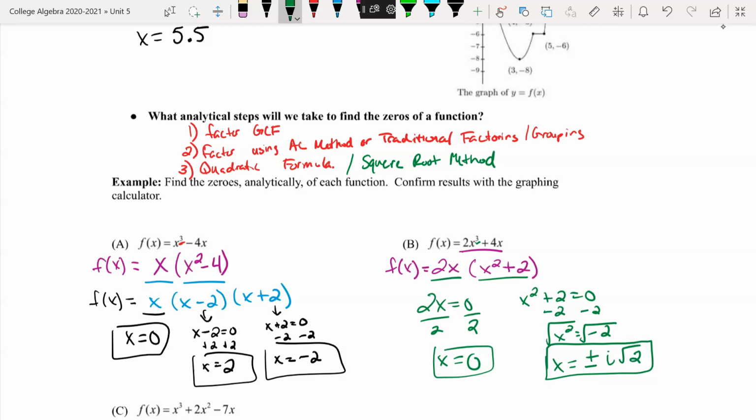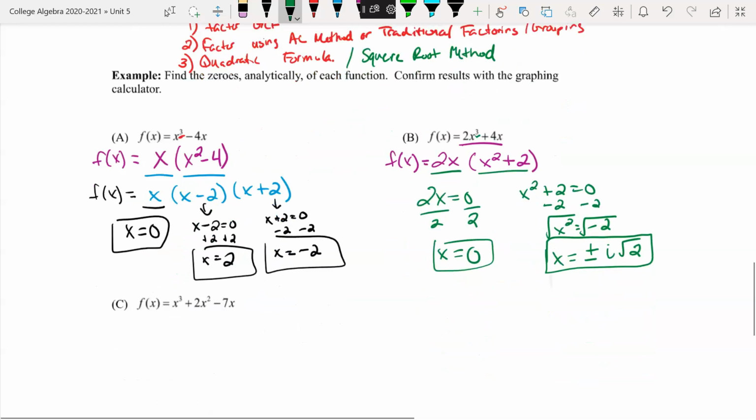So the first one is 0. The second one is a positive i square root of 2. And the third one is a negative i square root of 2. So that's how you know I did it right, because you got 3 roots at the end.